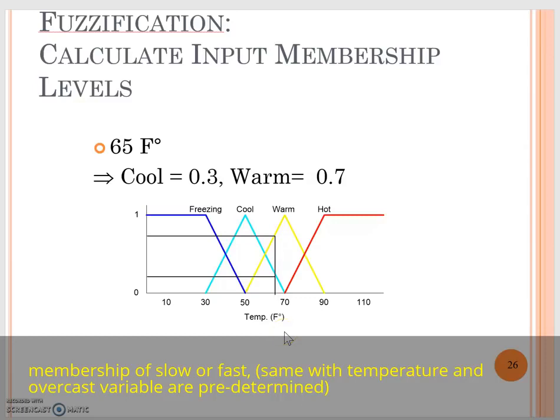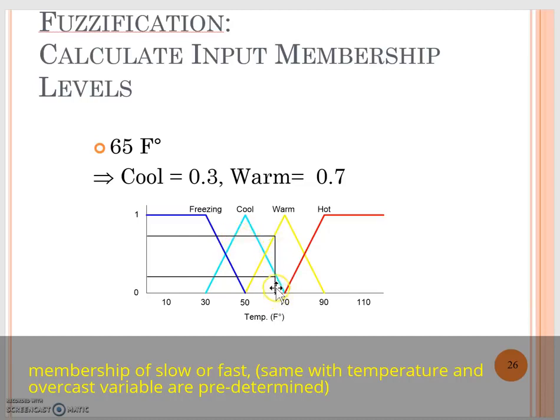So if the temperature at the time is 65 degrees Fahrenheit, we project here, this is 60, so this is 65. Draw a line, and then you have to read the value here. What is the projected value, to know how cool it is or how warm it is.